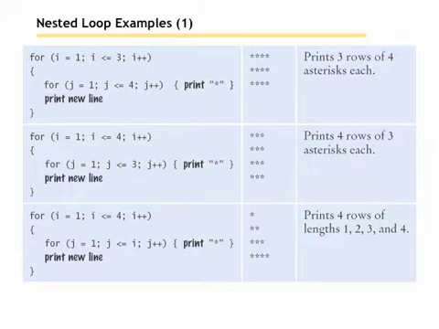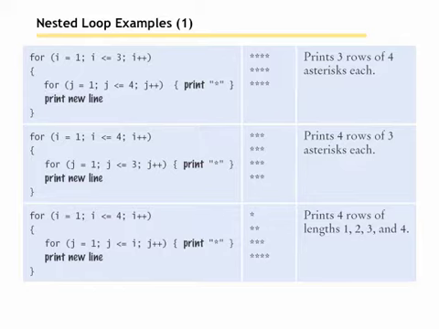Here's some nested loop examples. If we want to print a rectangle of asterisks, 3 rows and 4 columns, notice the outer loop controls the rows and the inner loop controls the columns. In the second example, we want to print 4 rows and 3 columns, so the outer loop again controls the rows. The outer loop always controls the rows, and the inner loop controls the columns. We're printing 4 rows and 3 columns in the second example.